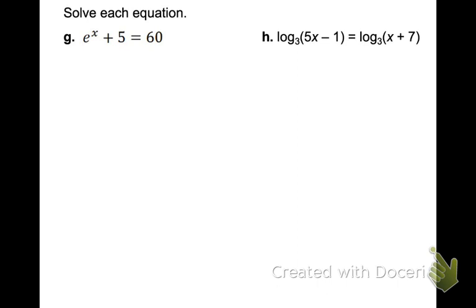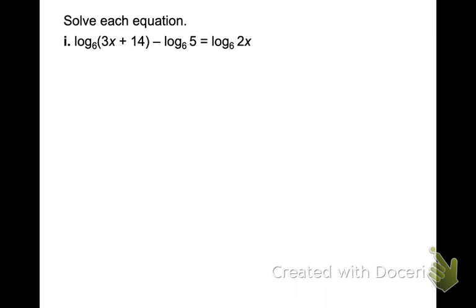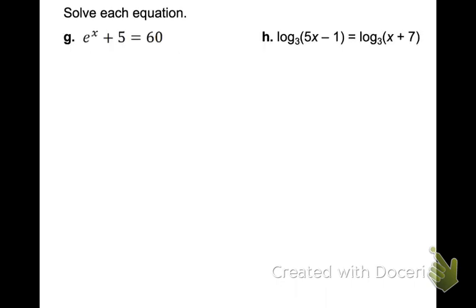Okay, e to the x plus 5 equals 60. You gotta subtract the 5. So e to the x equals 55. So x equals the natural log of 55. Done.